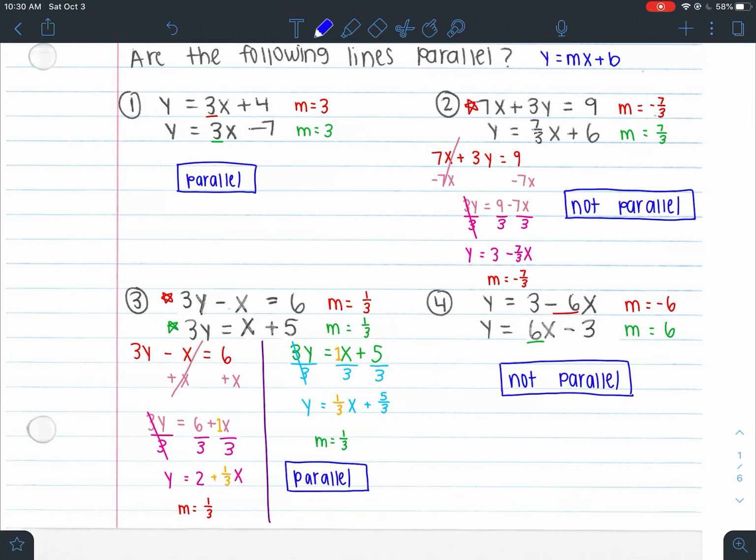So hopefully that gives you a little bit of an idea of what parallel lines should look like when we're talking about equations. Basically, you want to get y by itself so you can determine whether they're parallel or not. You do not know the slope unless you have it in slope-intercept form. So don't state the slope before you actually look at your equation. Be like, do I actually know the slope here?